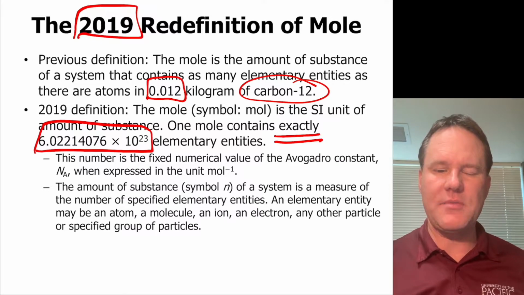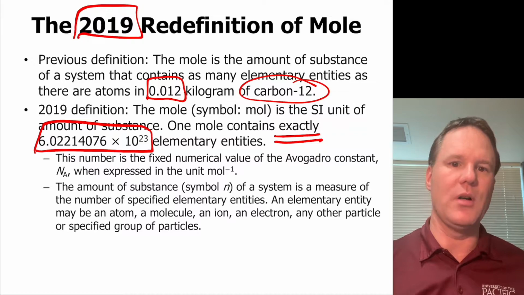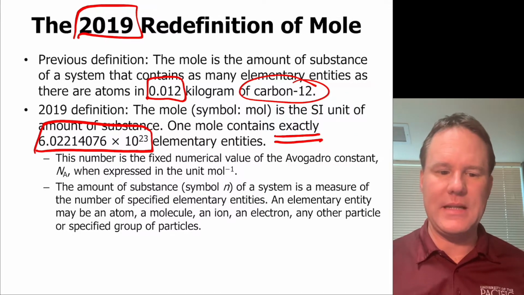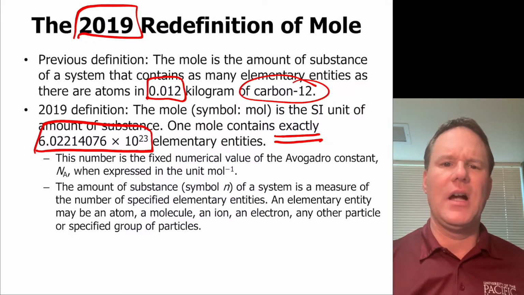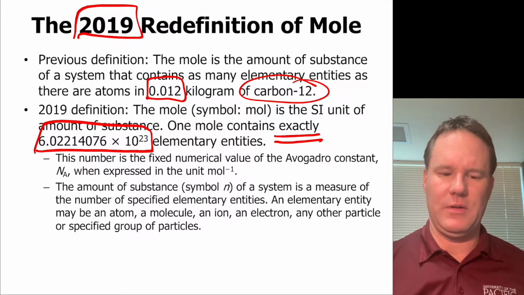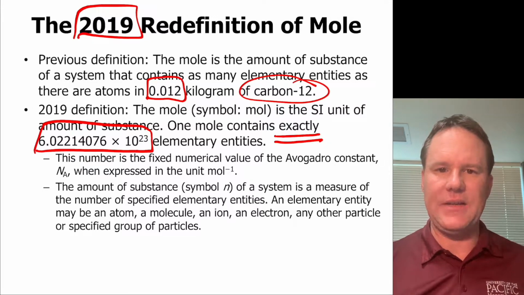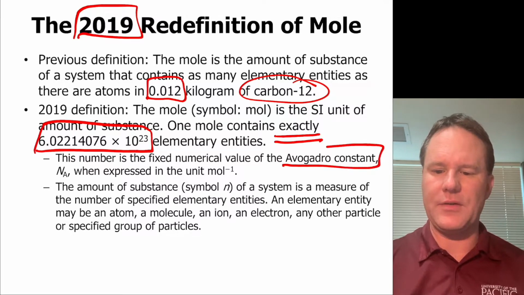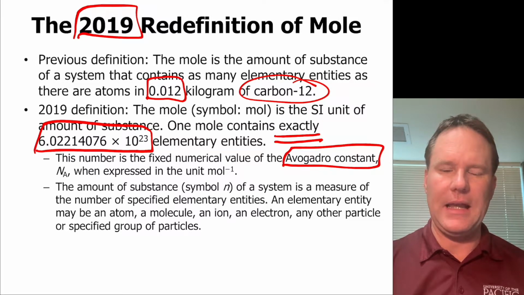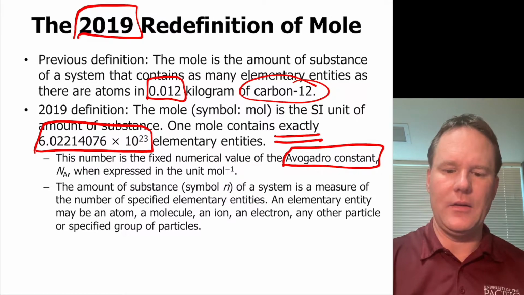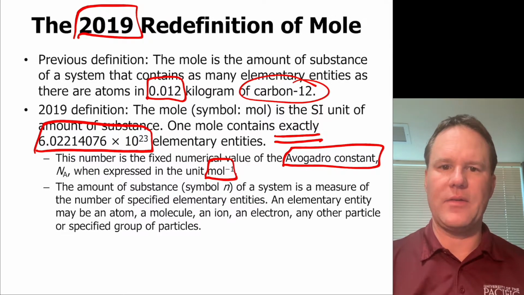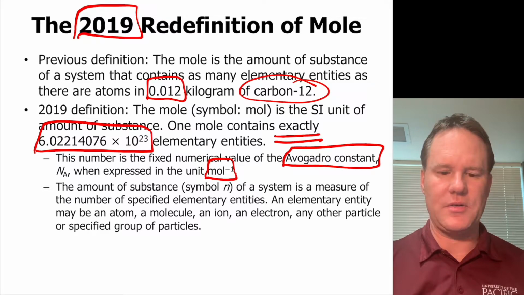What are my entities? Well, if I say 1 mole of carbon atoms, it's this many carbon atoms. If I say 1 mole of electrons, that many electrons. If I say 1 mole of elephants, then it will be 6 times 10 to the 23rd elephants, which is probably more than what we have on the planet. Now, this number is the fixed numerical value of Avogadro's constant, and the unit is 1 over mole. If a mole is this many particles, then 1 over mole is the Avogadro's constant.